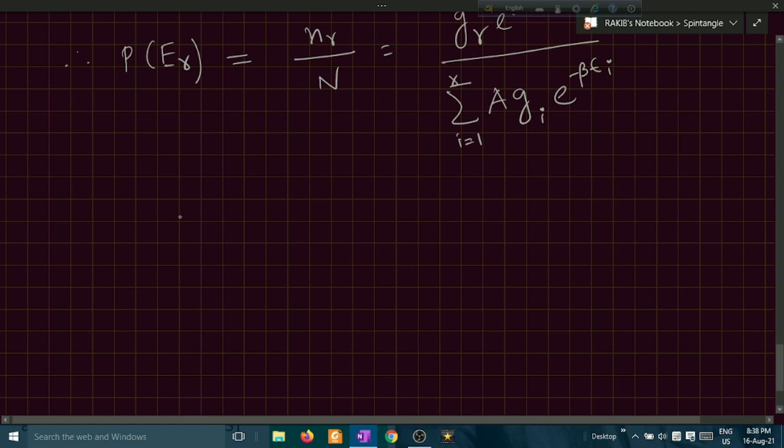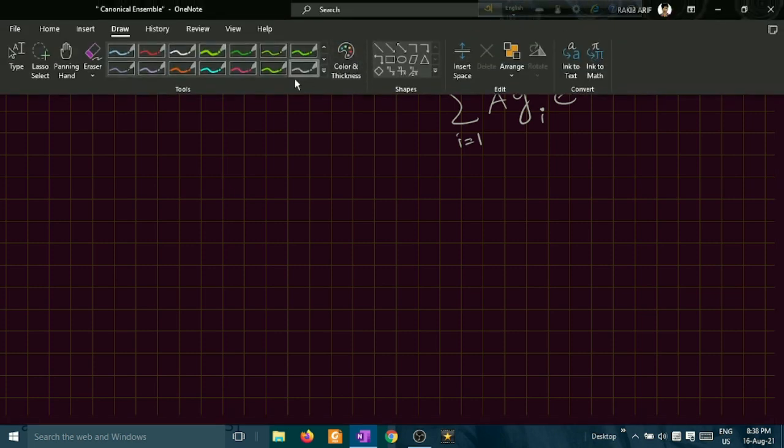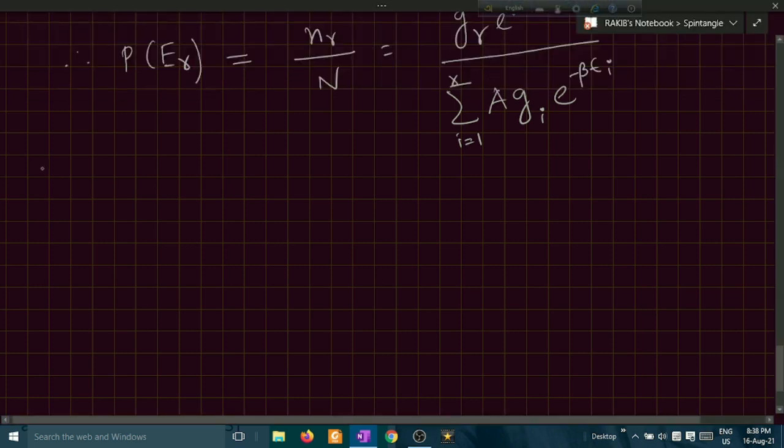This is the probability of Er. Here comes our partition function. The denominator term is called the partition function. What is the partition function? Just wait. The partition function is the denominator.